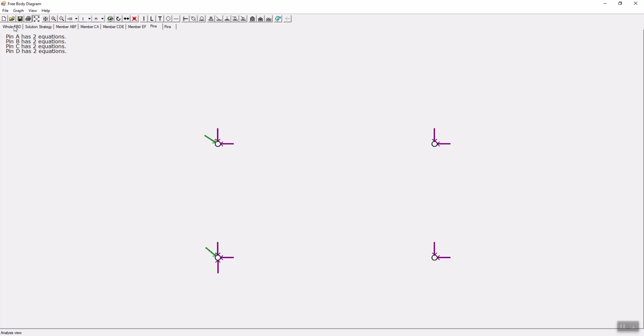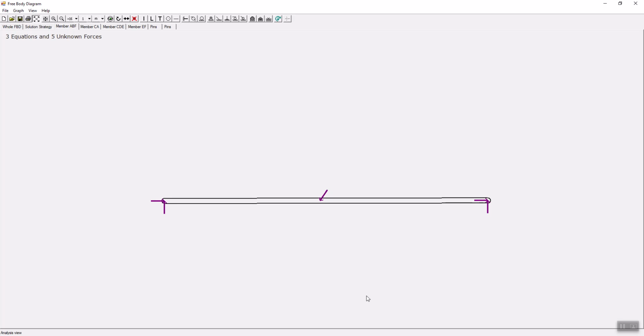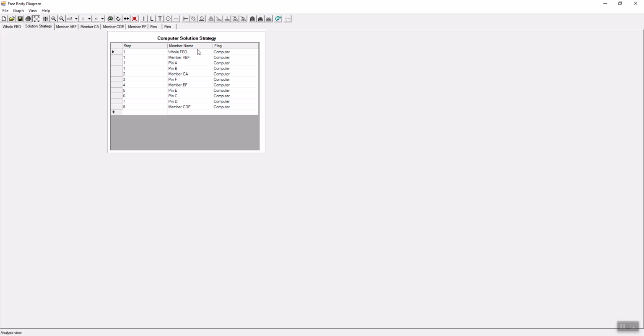So let's go back to the count one more time. 1, 2, 3, 4. Don't double count. 5, 6, 7. Don't double count. FOAY, so F1A. So altogether 8. So if we write 8 equations from the whole FBD, member ABF, and pin A, we can count the 8 unknowns.